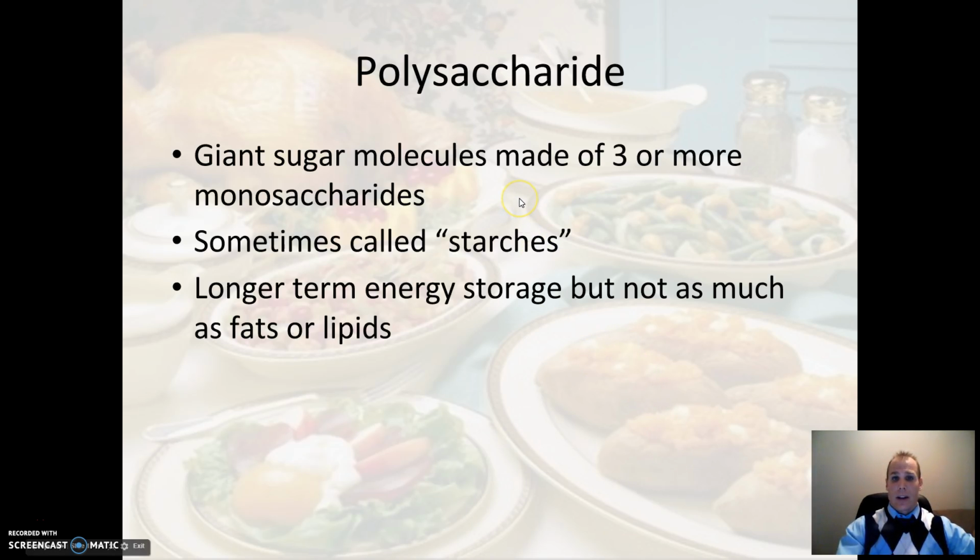So these polysaccharides are the big, long, crazy, complex sugars, sometimes called starches. Mr. Archibald, what's the difference between a polysaccharide and a starch? Nothing. They're the exact same thing. Super long-term storage, but still not as much as fats and oils. They have extremely long terms.